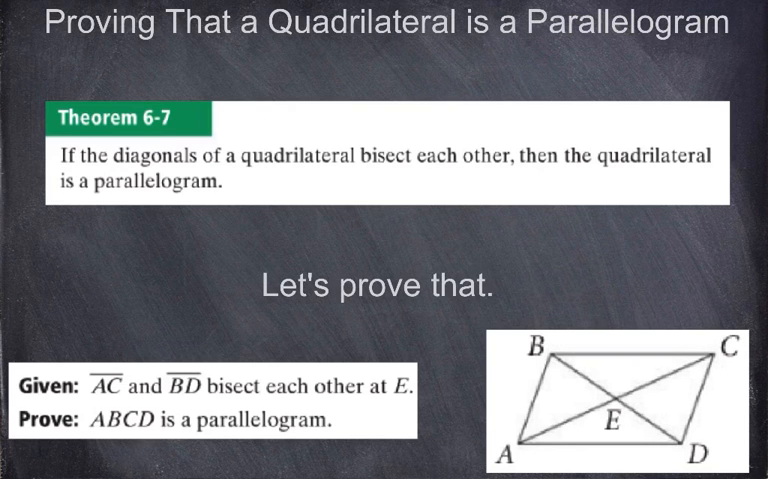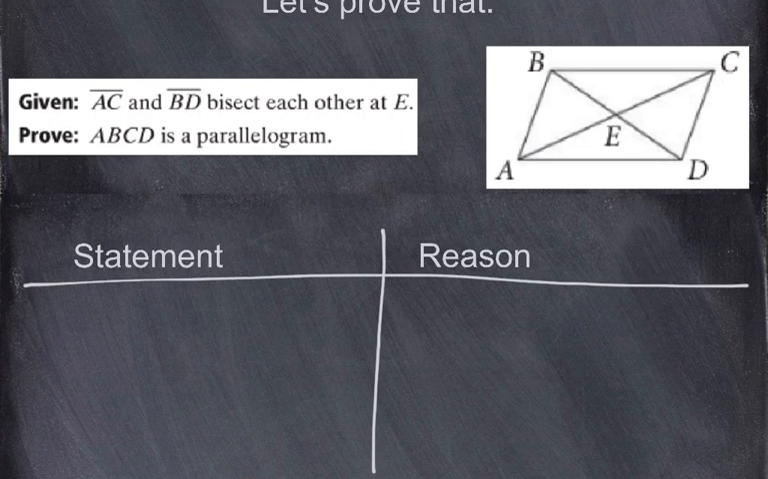Here comes another proof. It says if the diagonals of a quadrilateral bisect each other, then the quadrilateral is a parallelogram. So we have here, again, if the diagonals, in this case BD and AC, cut each other in half, then ABCD has to be a parallelogram. So let's go ahead and get started with that proof.